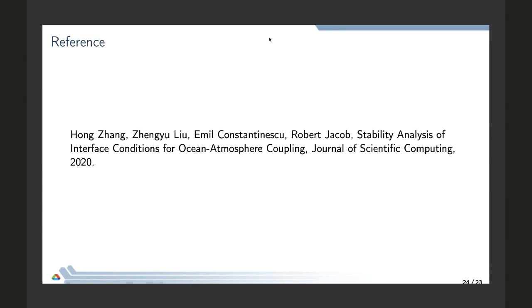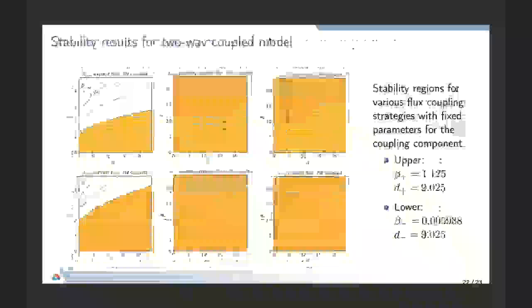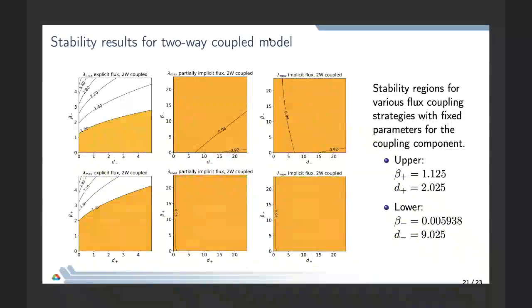So with the partially implicit fluxes, is the two-way coupling absolutely stable, or is only the one-way coupling stable? Okay, good question. So as shown here, the partially implicit flux coupling is always stable, just like the implicit flux coupling. So that's for two-way coupling. That can be proven. For one-way or two-way, it's always stable. I see. Very good.